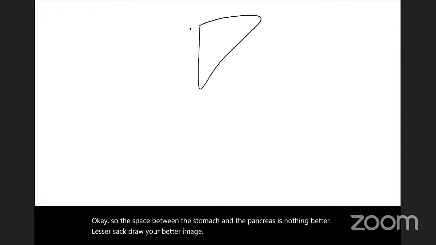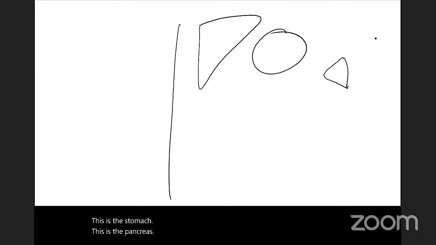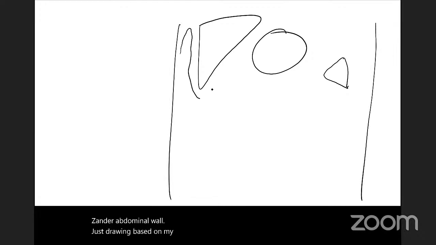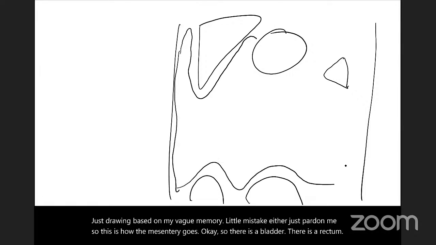I'll draw you a better image. This is the liver. This is the stomach. This is the pancreas. This is the anterior abdominal wall. I'm just drawing based on my vague memory, so if there is a little mistake, just pardon me. So this is how the peritoneum goes. There is the bladder, there is the rectum.